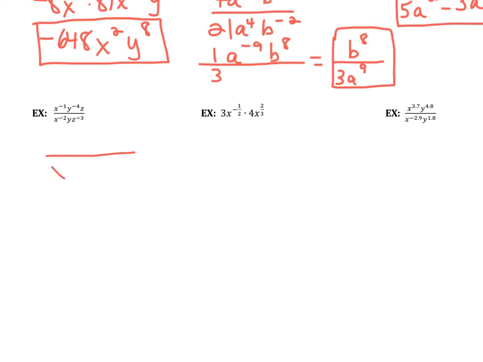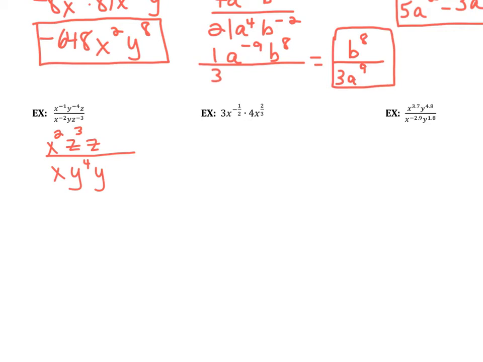So my x to the negative first would go to the denominator and become x to the first. My y to the negative fourth would go to the denominator and become y to the positive fourth. My z would stay in the numerator, my z to the first, because it's a positive exponent. Then if I look at my denominator, my x to the negative 2 would come to the numerator and become a positive 2. My y to the first in the denominator would stay because it has a positive exponent. And my z to the negative 3 in the denominator would move to my numerator and become a positive 3.